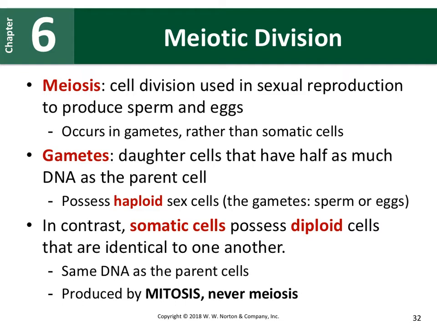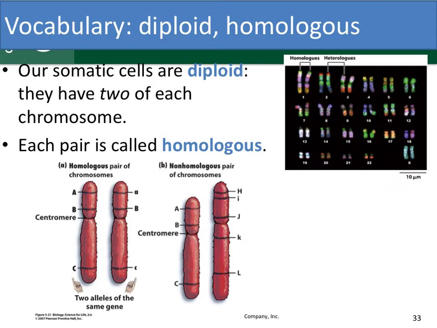Gametes, so we're diploid. We have a full complement of DNA, one identical chromosome from our father, one from our mother. These are called homologous pairs of chromosomes. But our sex cells, our gametes, only have a single chromosome, and so they're called haploid. Okay.